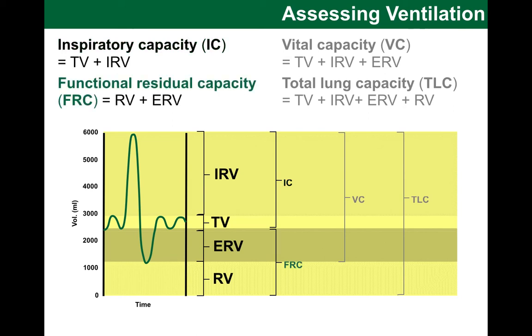Next one is FRC. This stands for functional residual capacity. This in turn is the sum of the residual volume. Remember, this was the air that does not leave the lungs, and the ERV, the maximal amount of air that we can blow out. Those make sense, don't they?